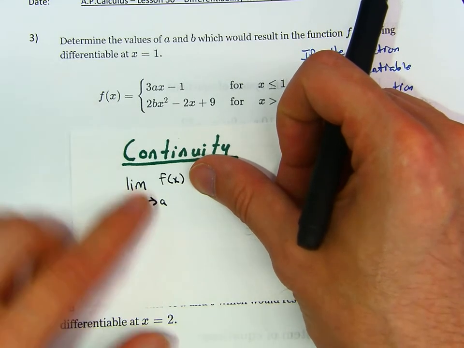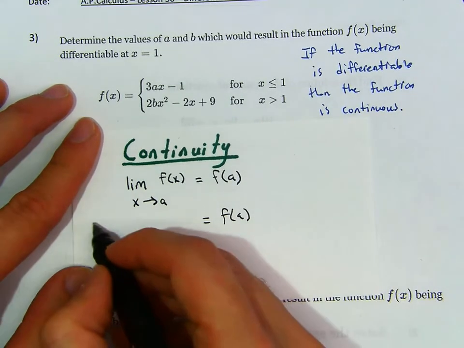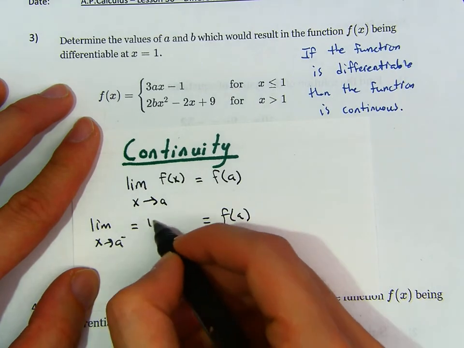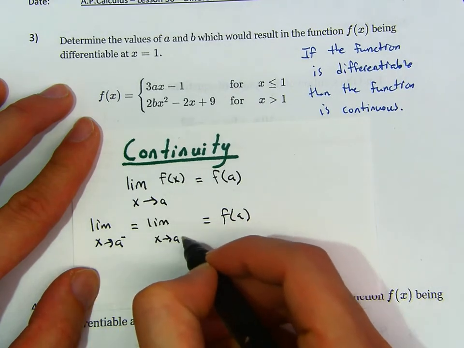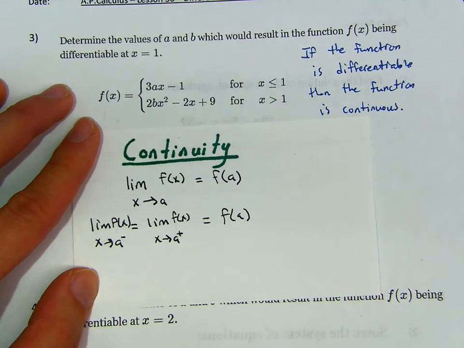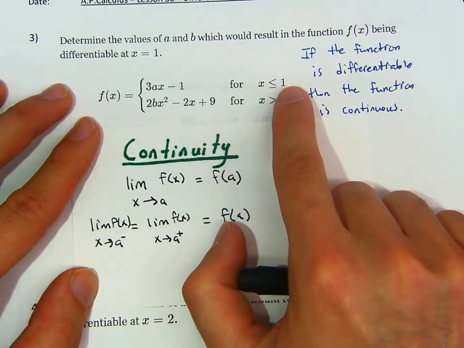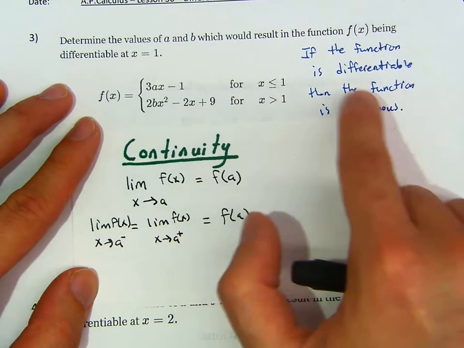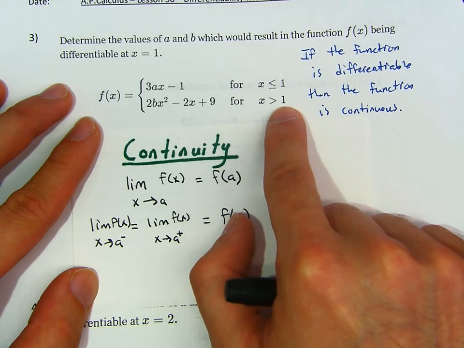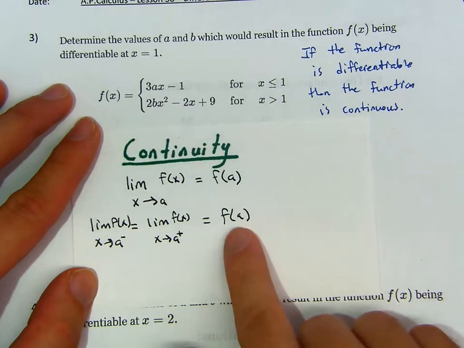So from this, this is still f of a, but for this to be true, you know that the limit as x approaches a from the left has to equal the limit as x approaches a from the right of f of x, okay? And this is the proper definition of continuity. So what we're going to do over here is, if the function is differentiable, it has to be continuous. So let's plug in 1 from the left and from the right, and let's see what we get, okay?